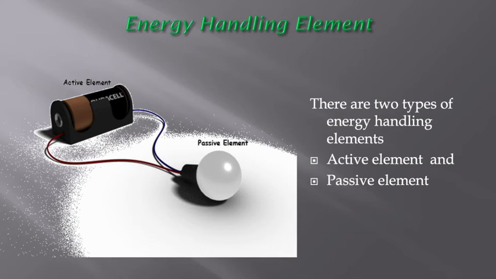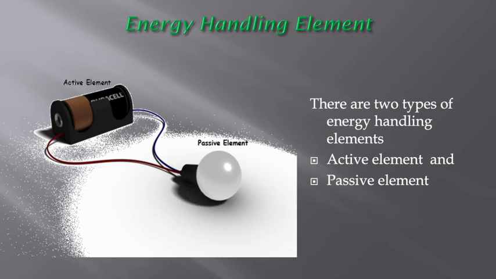Energy handling element. There are two types of energy handling elements: active elements, passive elements. An active element is one that is capable of continuously supplying energy to a circuit, such as a battery, a generator, an operational amplifier, etc. Active elements have the ability to electrically control electron flow, that is, the flow of charge.